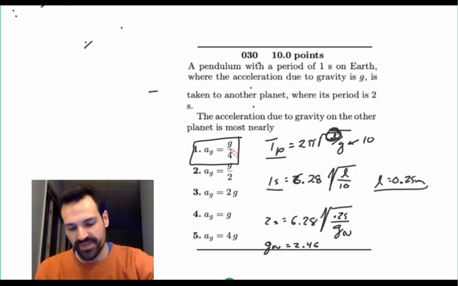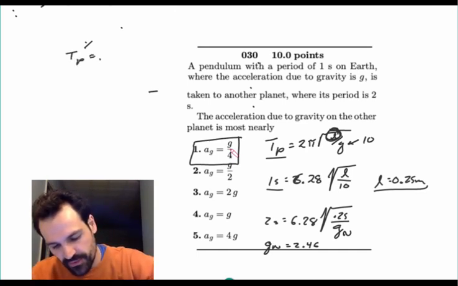Now, if you prefer proportionalities, you absolutely can do that. The period of a pendulum is 2 pi times the square root of length over gravity.